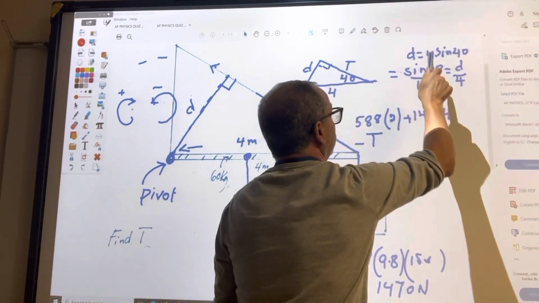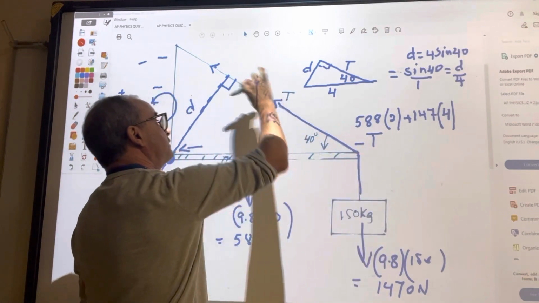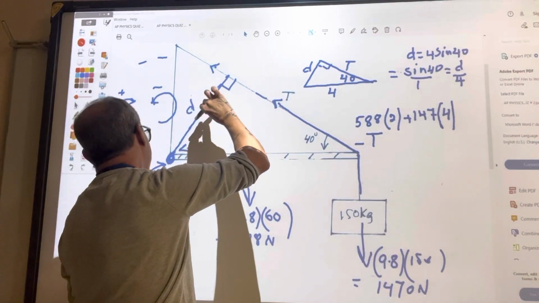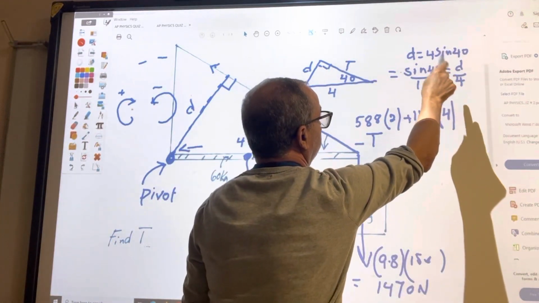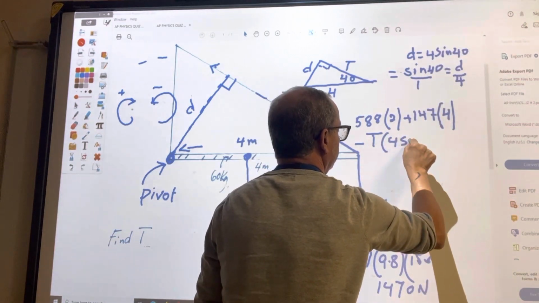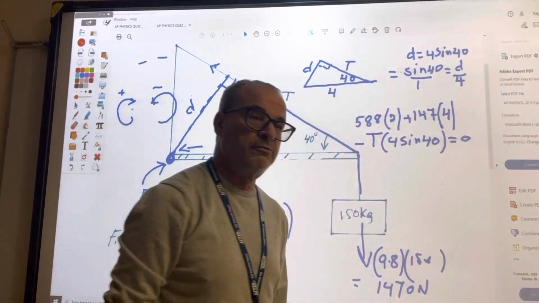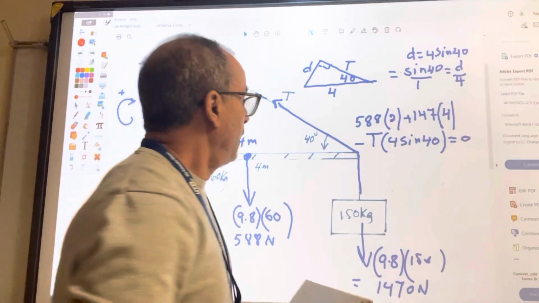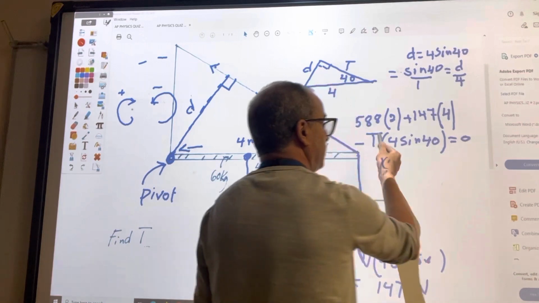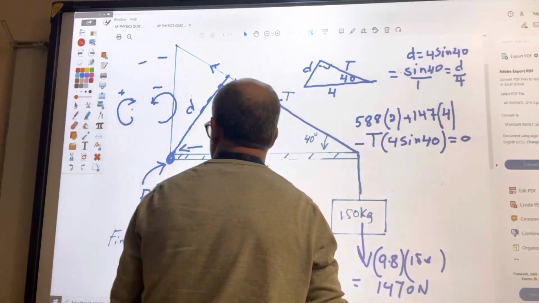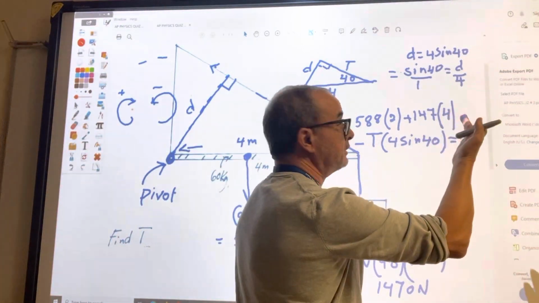So we're going to bring that 4 sine 40, and then multiply it by T, because we're trying to find the force times D, which is the perpendicular distance to the pivot. So D is 4 sine 40. So you write T times 4 sine 40. And then you make that equal to 0, because those are the only torques we have. So this is the equation, and it's one equation, one variable, one unknown, T. And we can solve for T. Now it's just the algebra. We already did the physics.